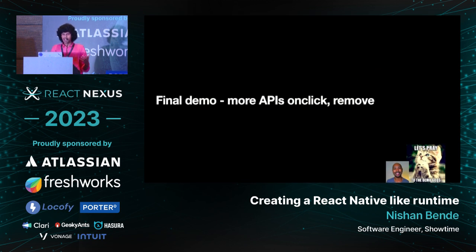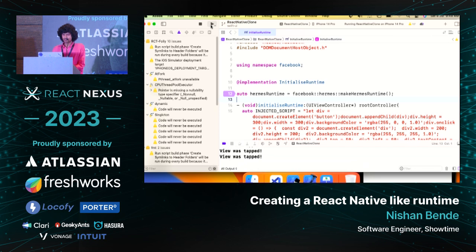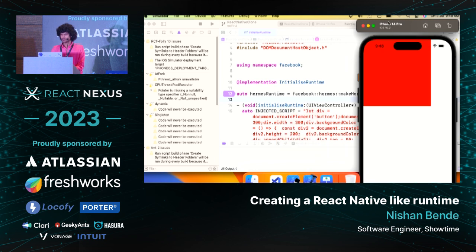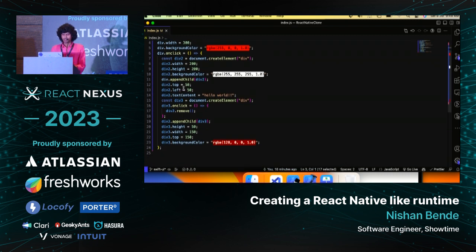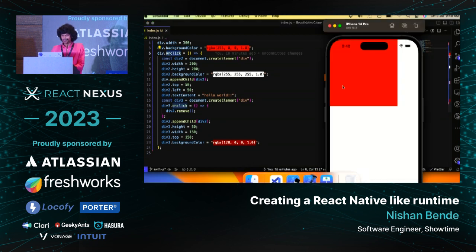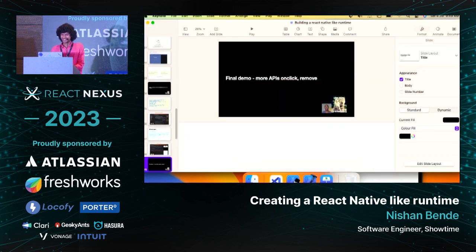Okay, so we can add more APIs like on-click, removing div. For this, I will actually try to run the Xcode, and hopefully it works. This is not recording. Okay, yeah, it works. So we are running this code snippet. We are creating a button, appending, setting height and width, and then we have also attached an on-click listener on it. So when we click, it attaches, and click back, it removes. Yeah, it's a very ugly looking demo. Sorry.